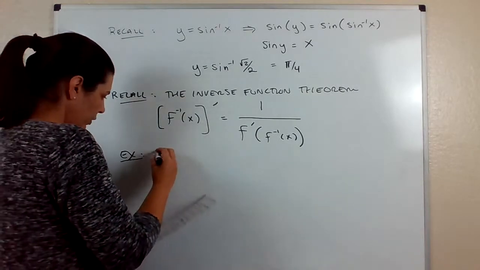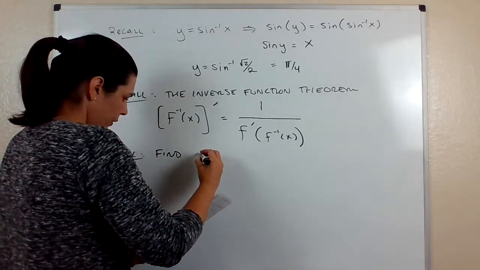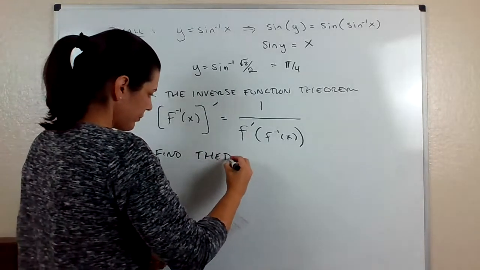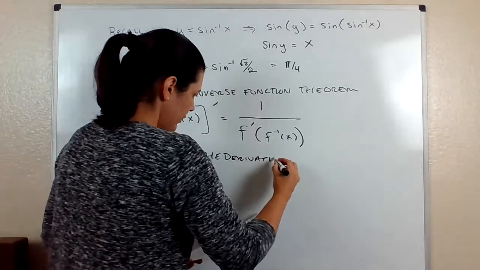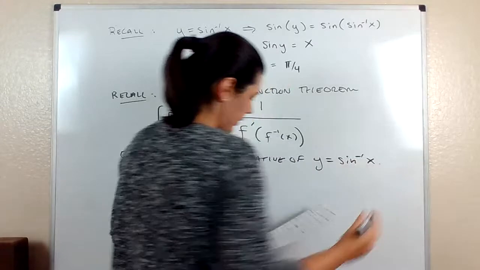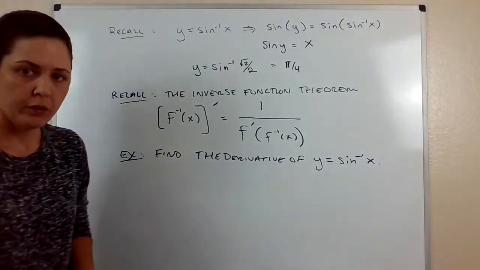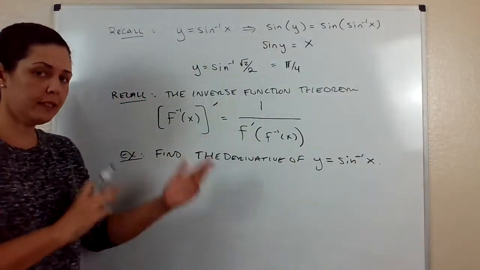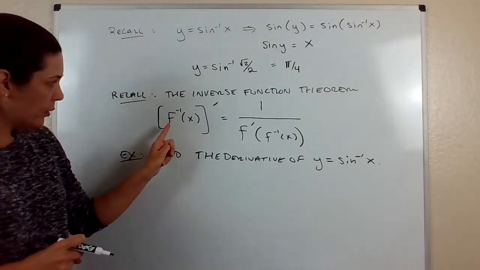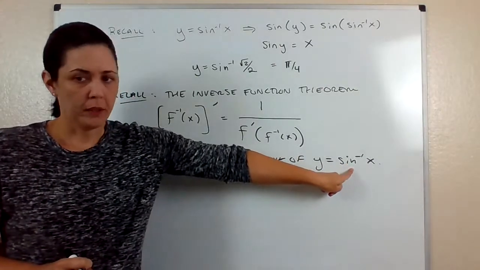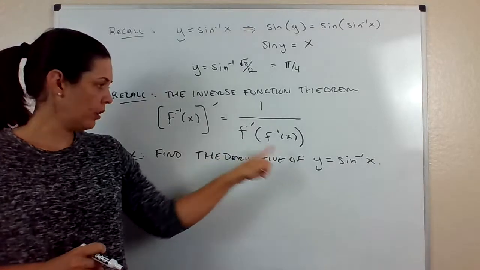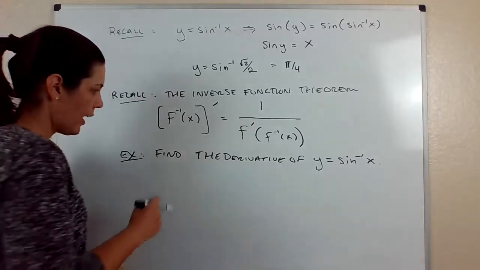So we are going to find the derivative of y equals sine inverse of x. Okay, now notice what we need in order to use this theorem. I'm going to say it and then we'll go find it. In order to use this theorem, I'm starting with an inverse function. But this theorem says I need the original. Okay, so I need to take a look at that and write it down. So I need the original.